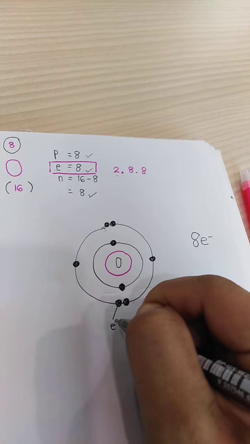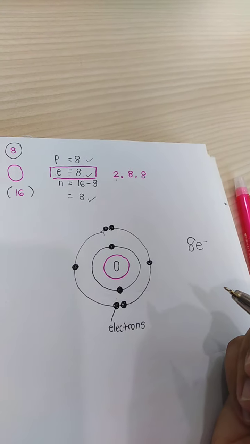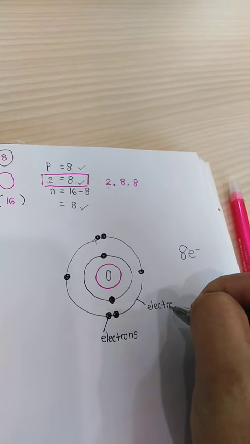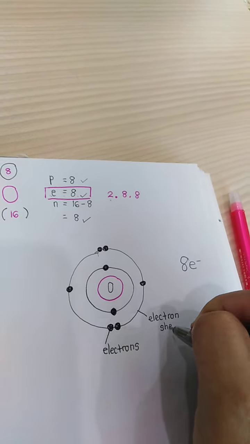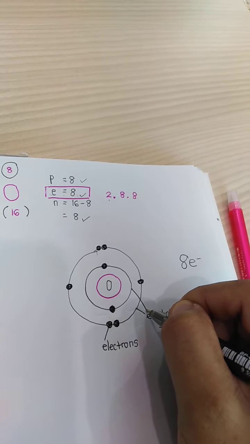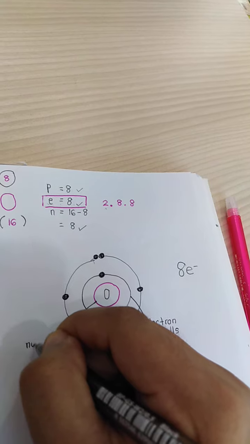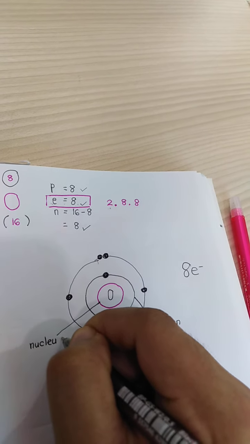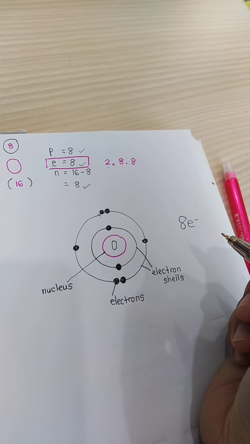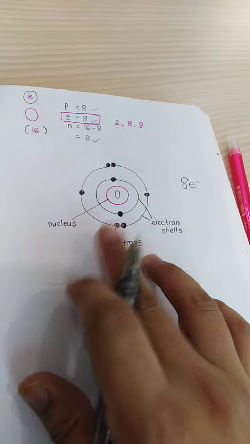This is electrons. This is electron shells. Electron shells, I have drawn 2. So I label the first and second. This is the atomic nucleus. Nucleus contains proton and neutron. Alright, now this is the atomic structure I have done.